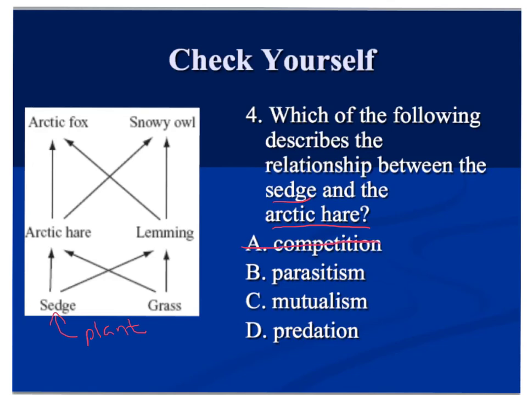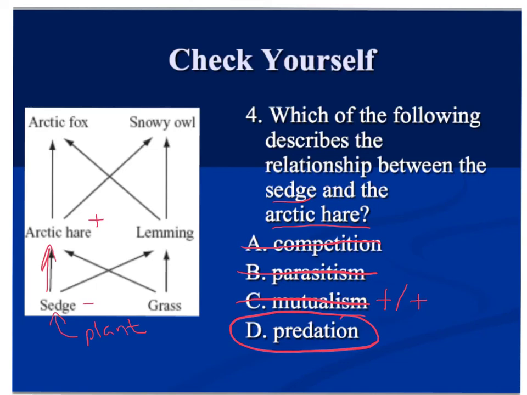In the case of parasitism, is that Arctic hare going to slowly harm the sedge? Probably not, because we learned from food webs that this arrow means the Arctic hare is just eating the sedge, and that's not parasitism. Again, you can get rid of mutualism because, yes, the sedge is going to be eaten by the Arctic hare, so the Arctic hare is benefiting, but the sedge is, by getting eaten, being harmed. So we get rid of mutualism because that's a plus-plus relationship, and we can figure out it's predation. So again, remember, if something's getting eaten by something else, that's our definition for predation.